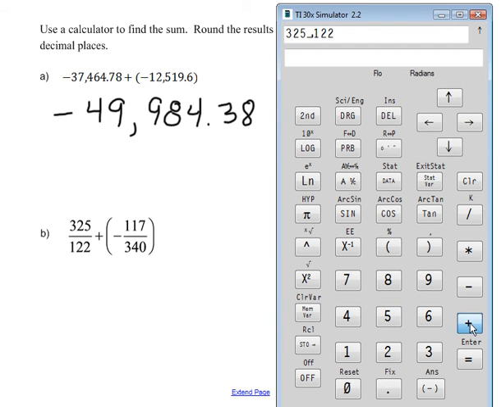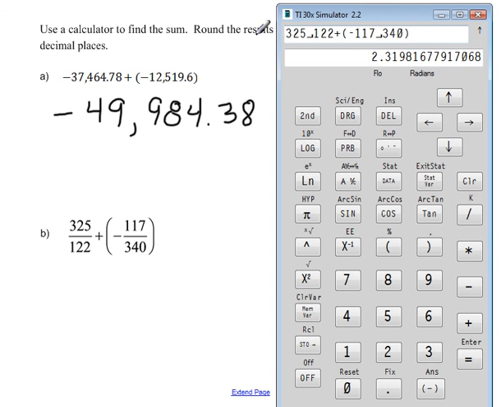And to that we're going to add the negative fraction. So we want to be sure that we do the addition, put the parenthesis, and then come down here and use the negative sign, 117 over 340. And again, because we opened the parenthesis, we want to be sure to close it. And when we press enter, we end up with quite a larger decimal portion this time.